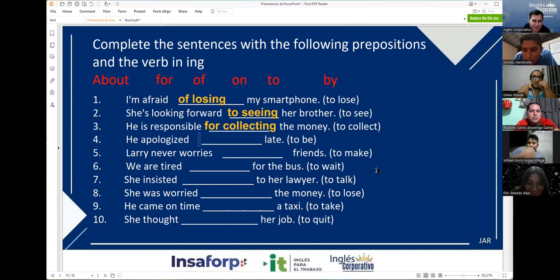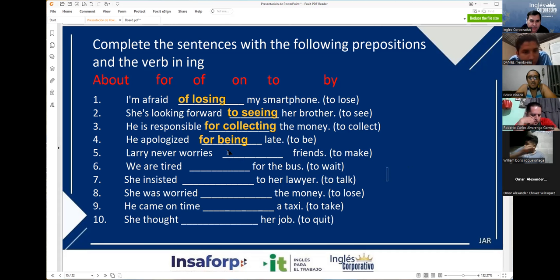About? He apologized. What? Apologize? About? Apologize? Teacher, esa no la tenemos. Tienen razón. For. He apologized for. Se disculpó por what? After a preposition. Being. Yeah. He apologized for being late.